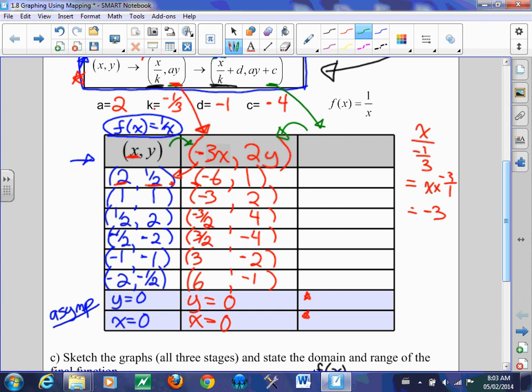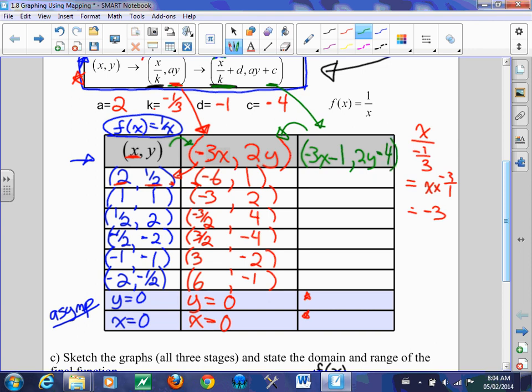All right, so what we need to do is take what's existing. We already have the x over k, and in this case, we already have the negative 3x. Everybody got that? So we're just building on the existing column. It says we have to add d, so we're going to go minus 1. That's going to be our ordered pair for our final graph. Then taking a look at the y-coordinate, which we already have as 2y, we're going to add c, and c is negative 4, so we're going to go minus 4.